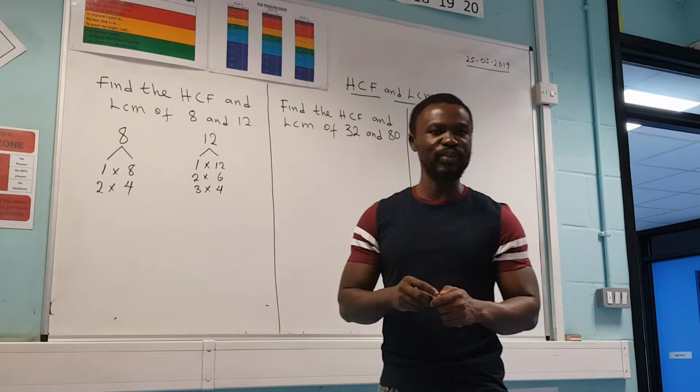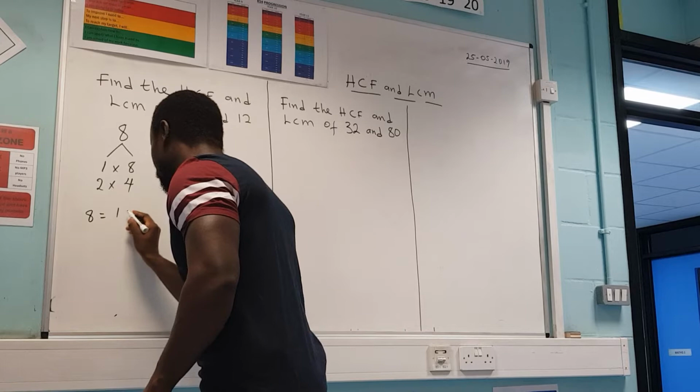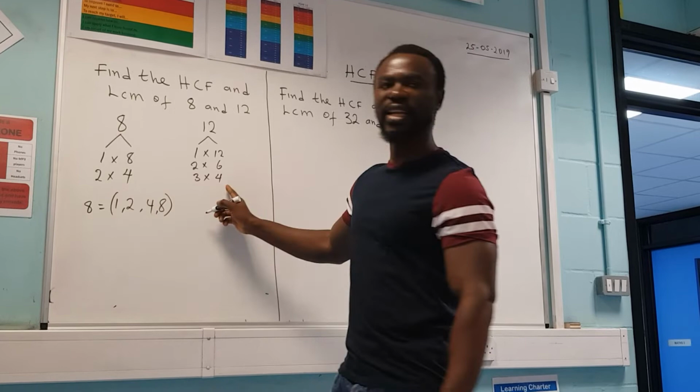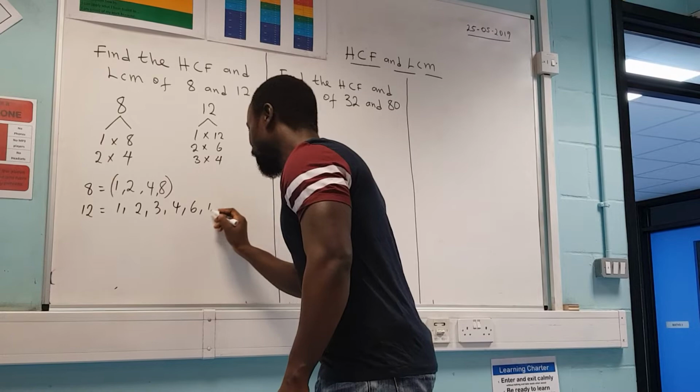According to my times table, there are no other numbers that can multiply to give me 12. So now, let's look at the 8. We have 1, 2, 4, and 8. So the factors of 8 are 1, 2, 4, and 8. Let's write down the factors of 12 that we have here. So 12: we have 1, 2, 3, 4, 6, and 12.